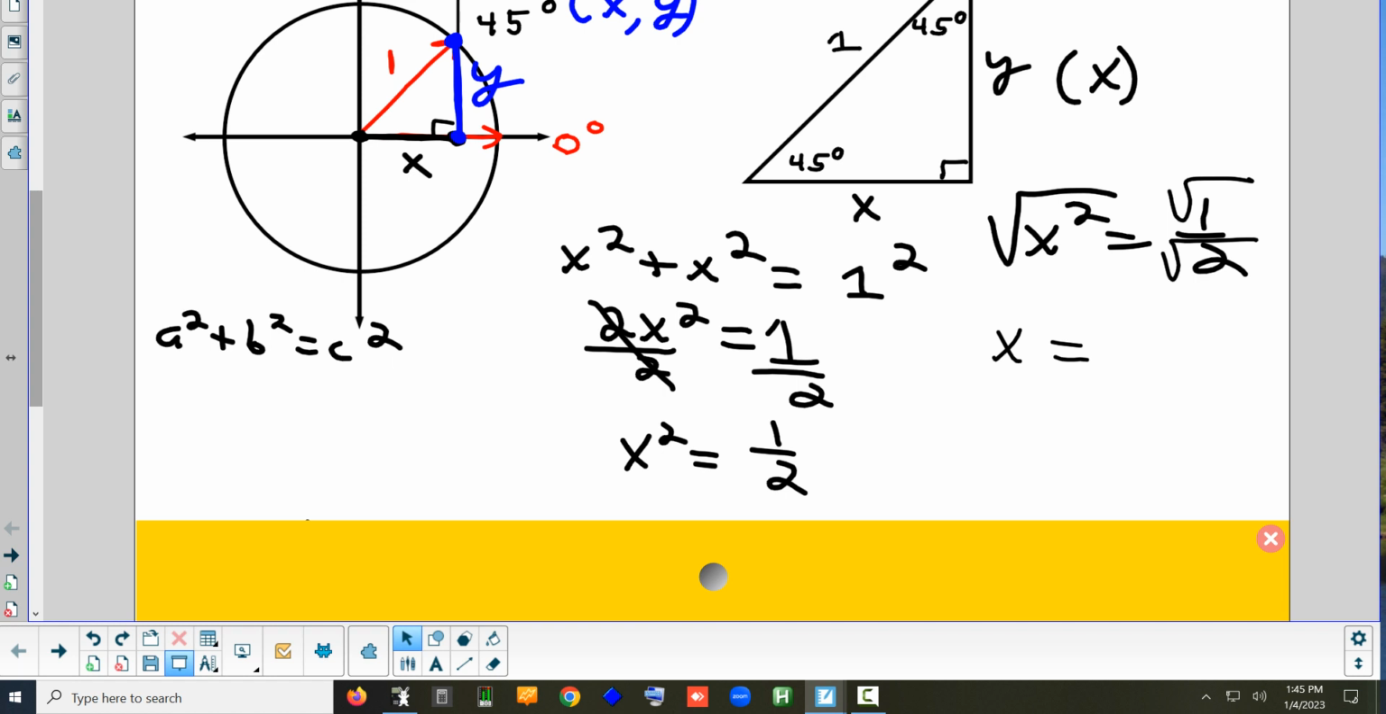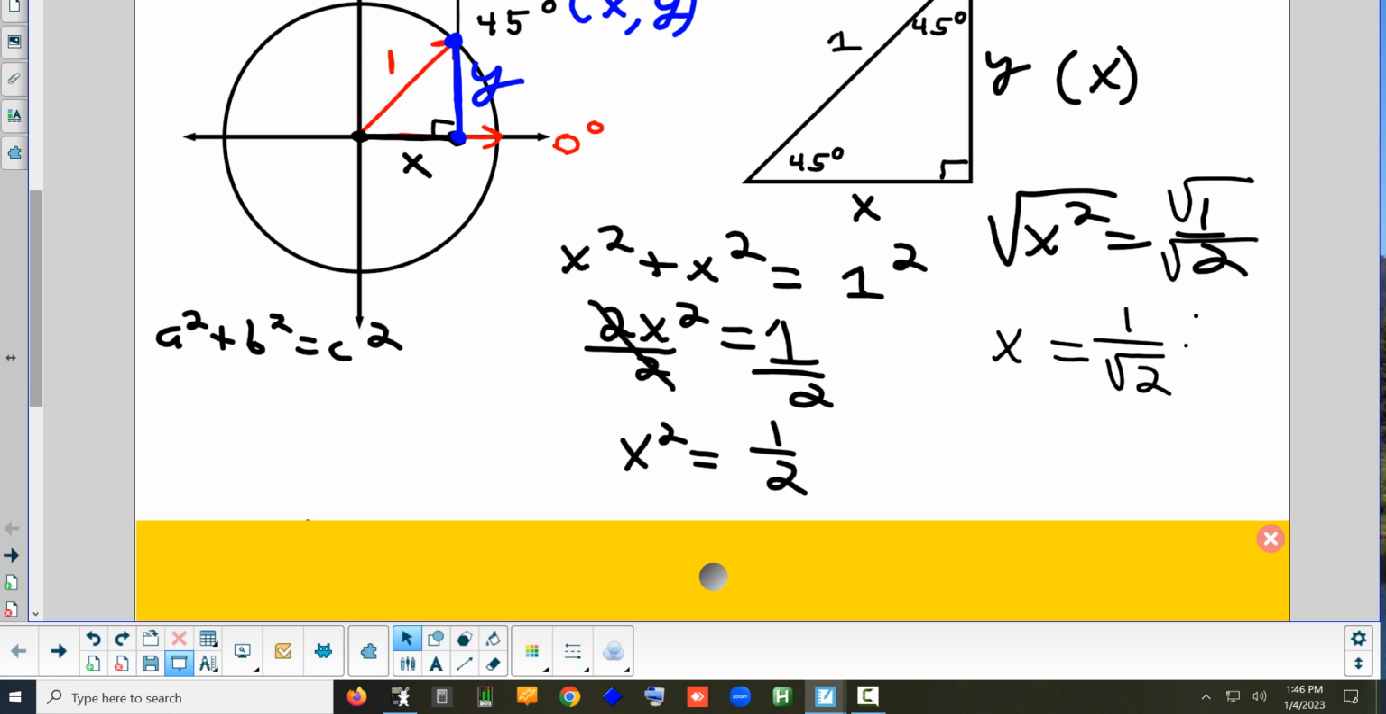What's the square root of the top? 1. And the square root of the bottom, well, we don't get a nice answer for that. So that is the length of each side of this triangle. But we don't want to write the length with a square root at the bottom. We want to fix that. So Sam, what would I multiply by to fix that so the square root goes to the top? Square root of 2. Yep.